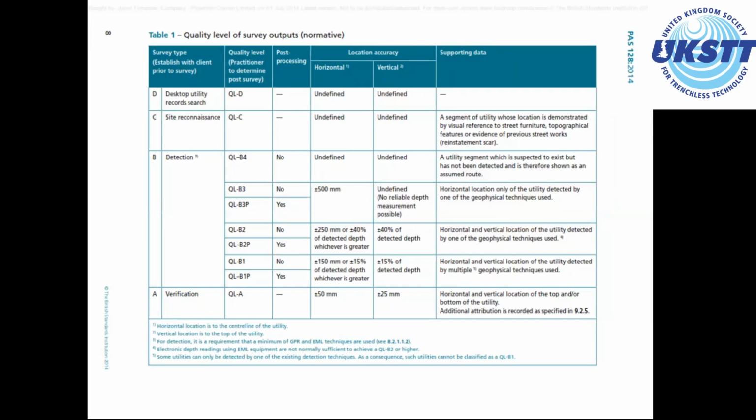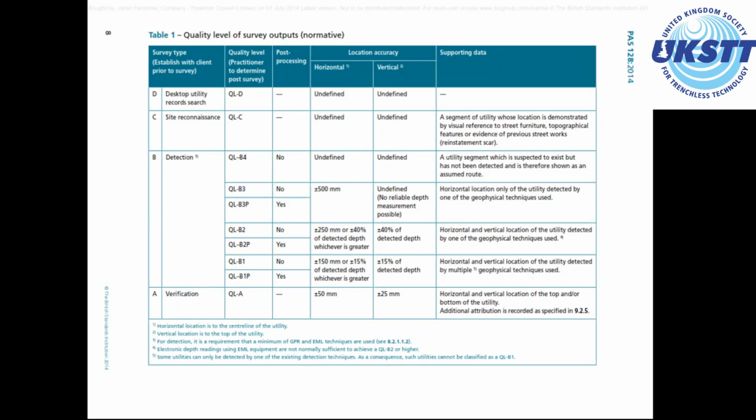Type B comes with further suffixes. So after the B, there are numbers 1 to 4. The 1 to 4 depict the accuracy of that asset being found on site. So with a designation of B1, assets located by 2 methods of detection with a horizontal accuracy of plus or minus 150 millimeters, vertically plus or minus 15% in relation to the depth.